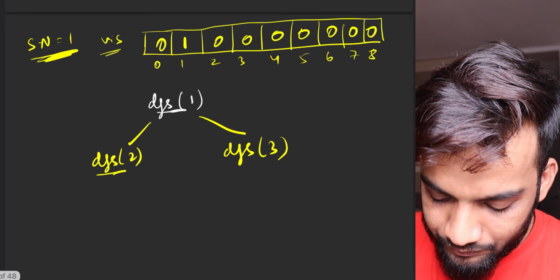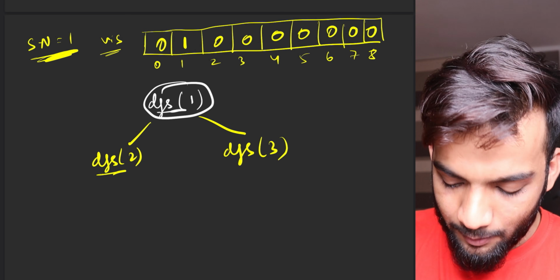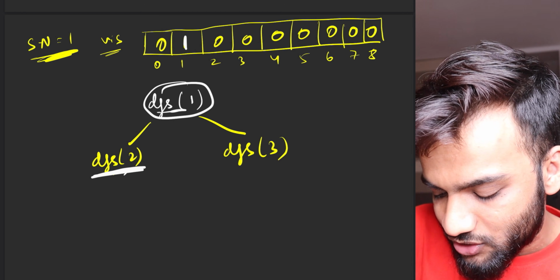So what will happen is, DFS of 1 will come and will mark it as visited. Now it has two neighbors, 2 and 3.